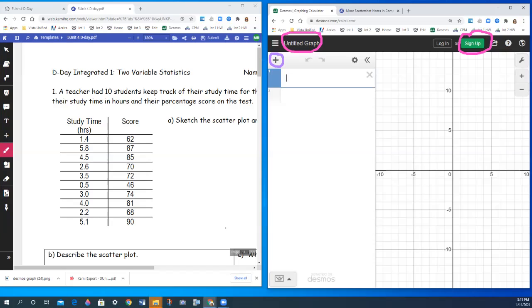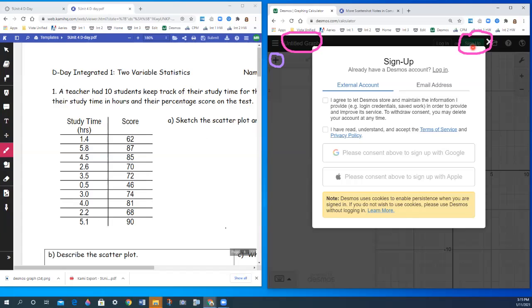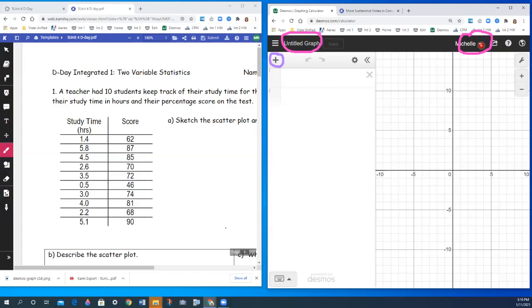So this video is on the scatter plot portion of the Unit 4 D-Day. So I have up the worksheet and I have up also my Desmos. And I would recommend right here going to sign up. Okay, and you're going to sign up using your Google. And you see now I'm signed in.